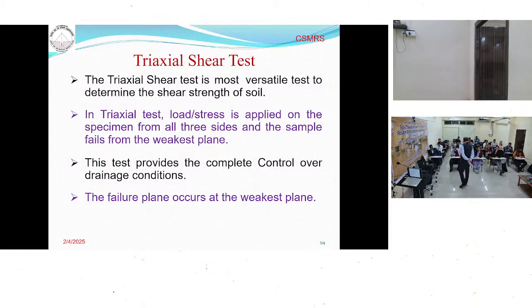Unconsolidated undrained test. Here we can test the sample in every condition: unconsolidated undrained, consolidated undrained, consolidated drained. For all the conditions we test the sample. So that's why. And the most important thing: in case of direct shear, there is a clear plane where our top block and the bottom box meet, that is our failure plane. But in case of triaxial, we don't know which is the weakest plane. So here the sample is failing from the weakest plane. Our failure plane is not predetermined.